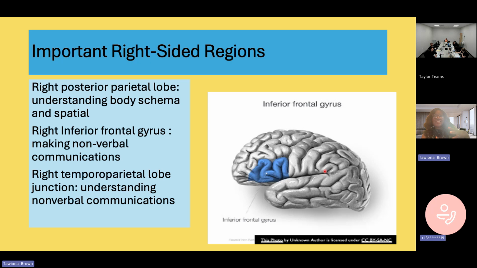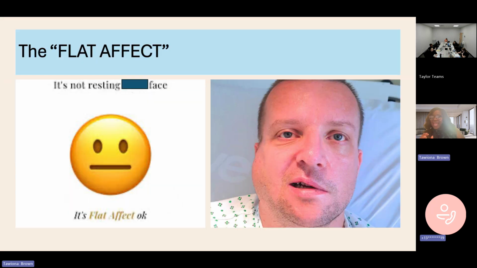That person can't understand that you're angry. The person can't understand that you're frustrated. They can't understand that you're happy. So they have a hard time or difficult time understanding nonverbal communication. So then that leads to my flat affect slide. It's not resting face, it's just a flat affect. And usually you will see this particular expression on someone that's had that right MCA stroke.